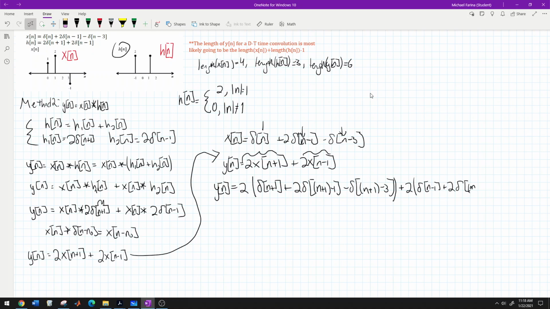Let me start this term over. I'm screwing it up. We did delta n evaluated at n minus 1. Now we did 2 delta n minus 1 evaluated at n minus 1. So we have n minus 1 minus 1, minus delta evaluated at n minus 1 minus 3.